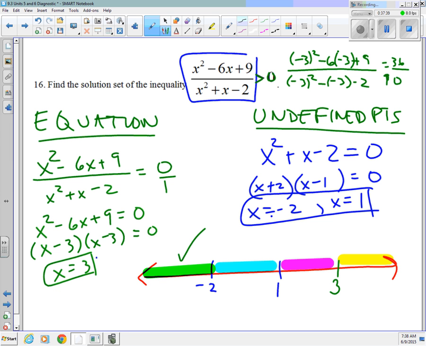All right, I'm going to test my blue chunk. I'm going to plug in 0 because it's easy. 0 into my x's, I get 9 over negative 2, which is less than 0. So this chunk does not work.